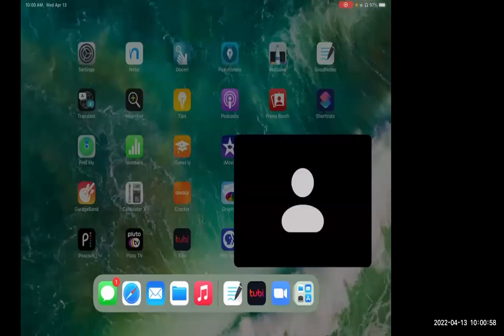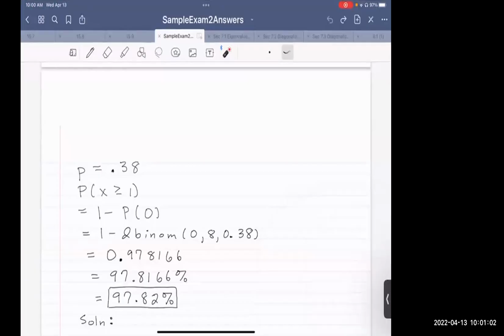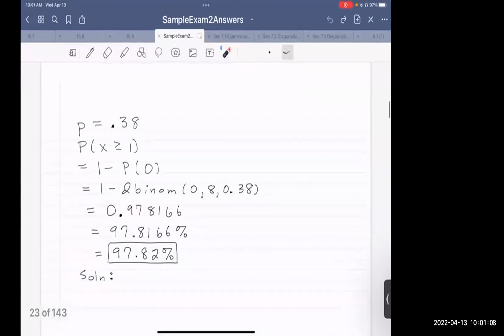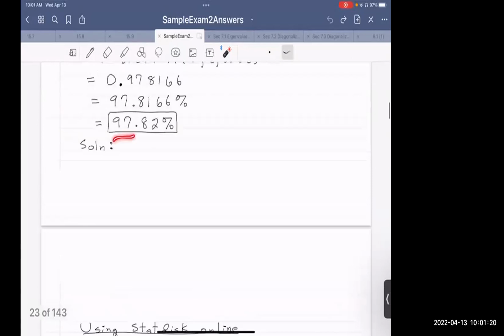Let me type that onto my computer. We have 0.978166. Let me move my decimal place 2 places to the right. So 97.8166%. Let me round to the nearest hundredth of a percent. So 97.82%.